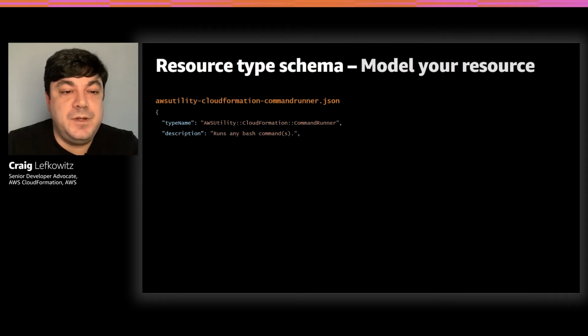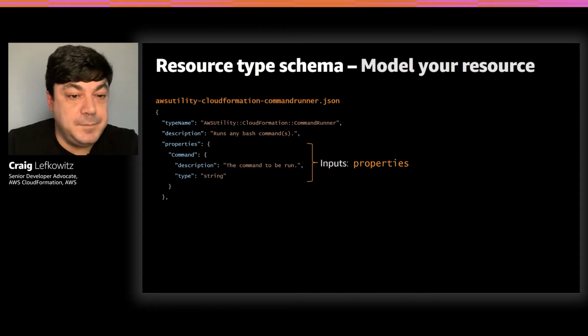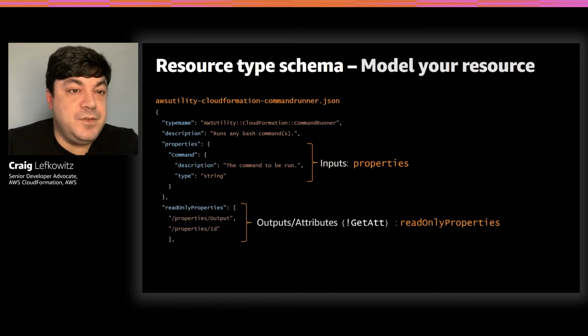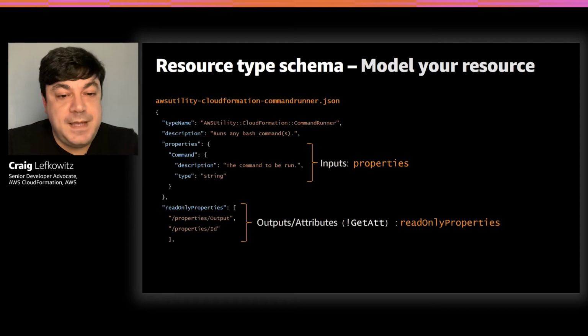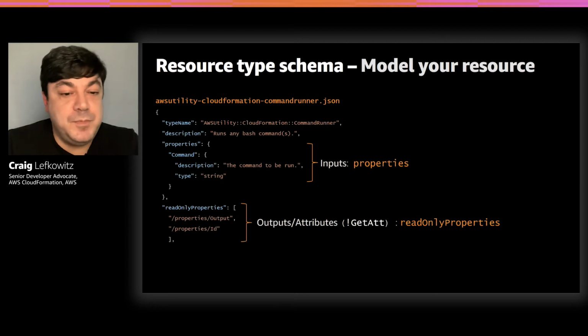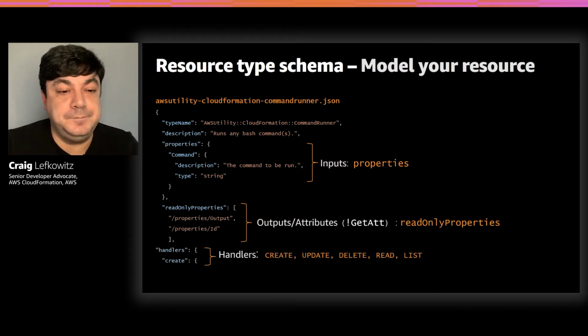So one of the first things you'll do when developing a resource type is model your resource by authoring a resource schema. This is that JSON file in the root of your project's directory that's named after your resource. We're looking at an example of a resource named AWS Utility CloudFormation Command Runner. The first section is the properties, which define the inputs. In this example, we see a single input named command, which is of type string. Next, you'll define the outputs of your resource type, which are the attributes that a user of your resource type would access through the GetAtt intrinsic function. These are defined in the read-only properties section. Here we see that there are 2 attributes, one named output and the other ID.